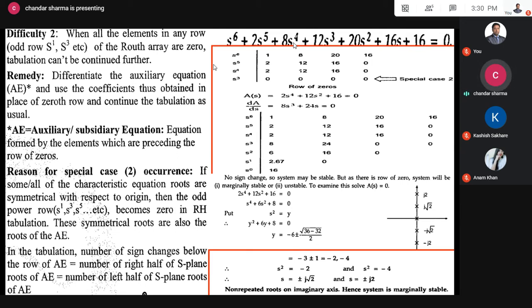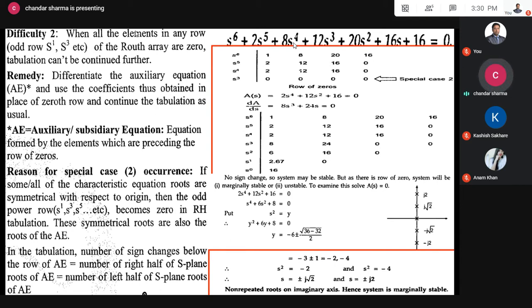Again, I am telling, it may be noted that the roots of the auxiliary equation, that is A of S or AE of S equals 0, are also the roots of the original characteristic equation. And what is the reason for the special case? If some or all of the characteristic equation roots are symmetrical with respect to the origin, then the odd power of S row, that is s to the power 1, s to the power 3, or s to the power 5, becomes 0 in Routh-Hurwitz tabulation. These symmetrical roots are also the roots of the auxiliary equation.